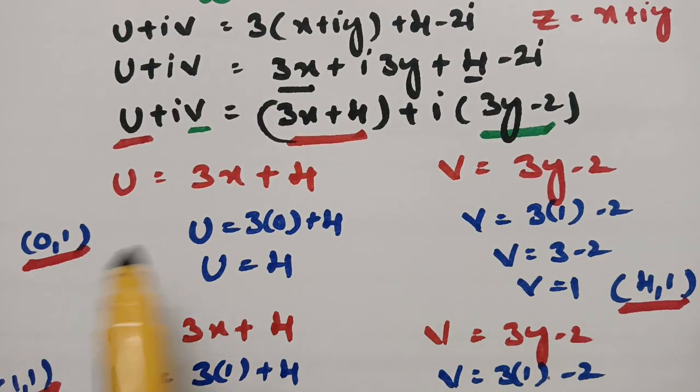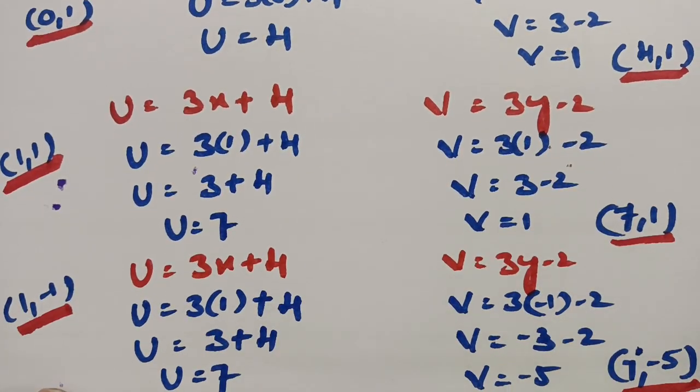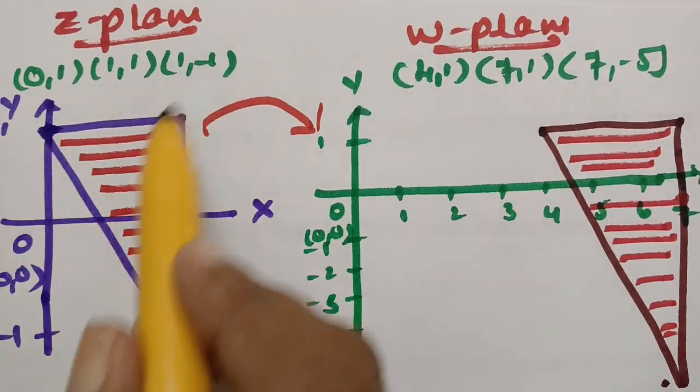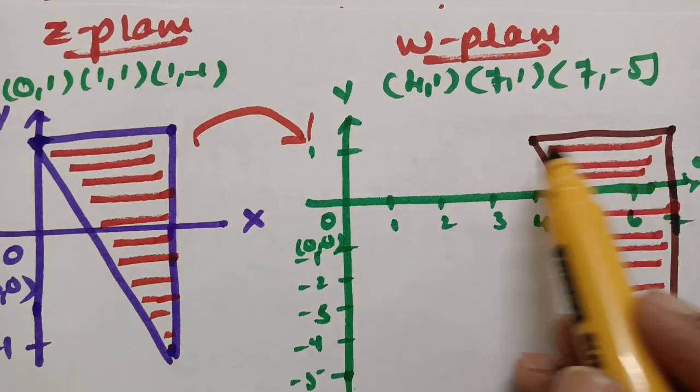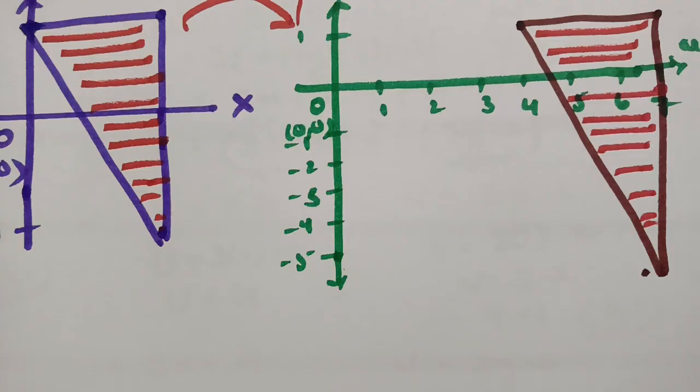After substituting each and every value in the Z plane, we got the corresponding values in the W plane. So here is the graph: in the Z plane all the points are plotted and the figure is like this, and in the W plane also every point is plotted, and therefore we got the shape in the Z plane transformed as this shape.